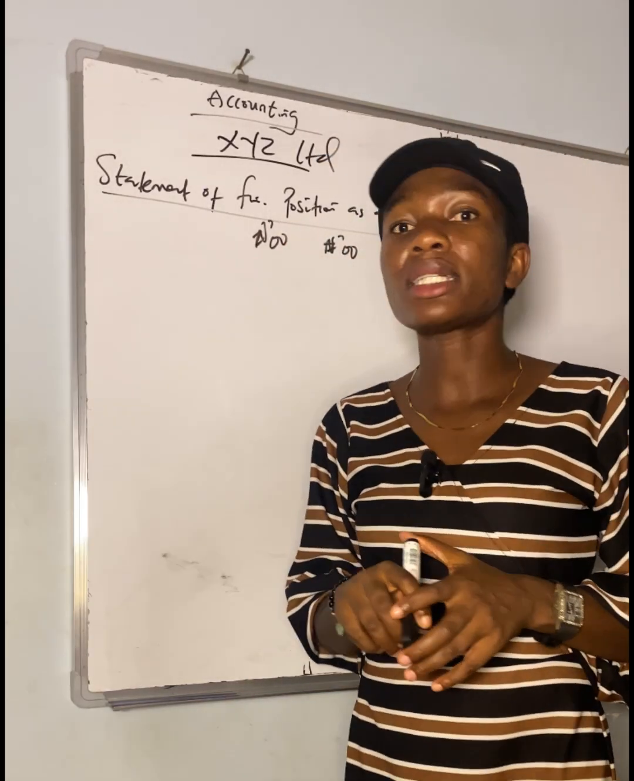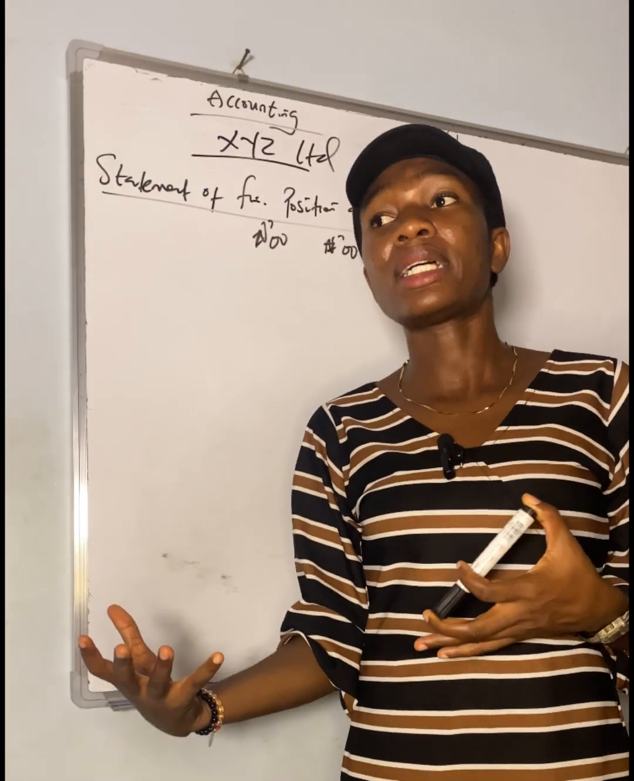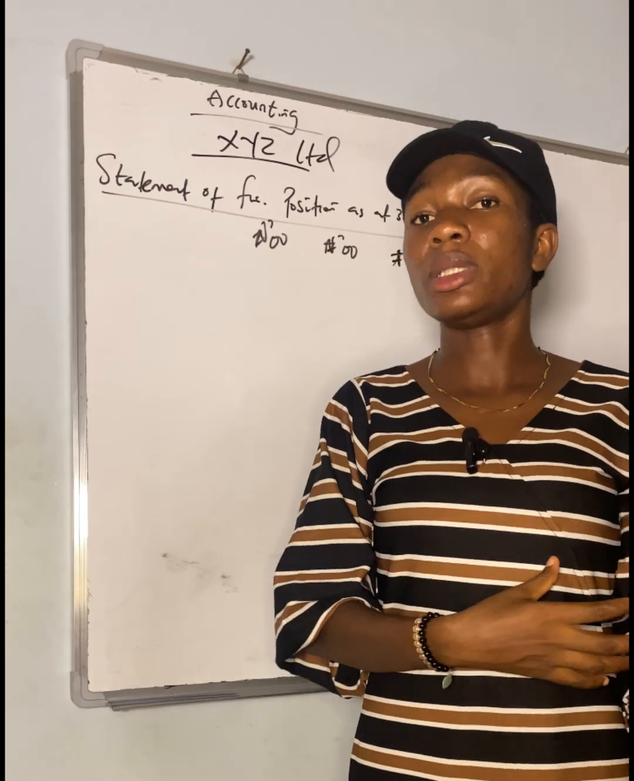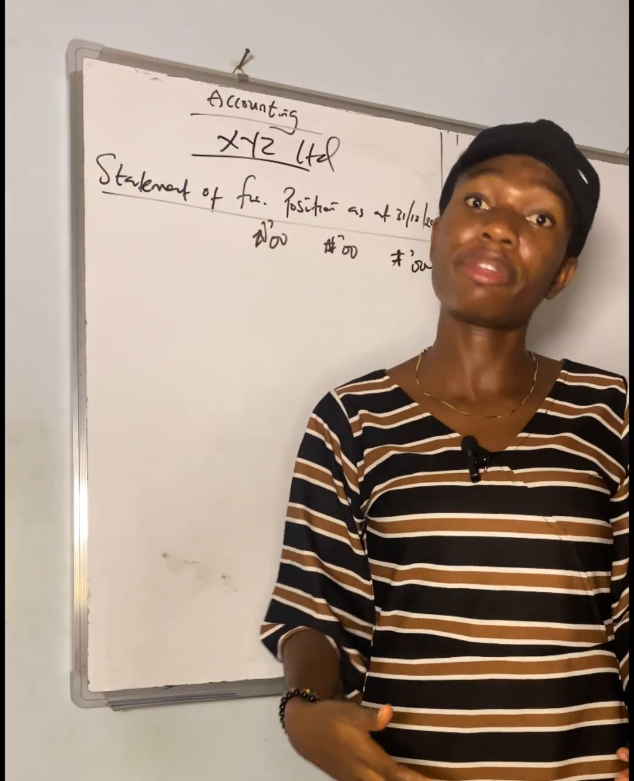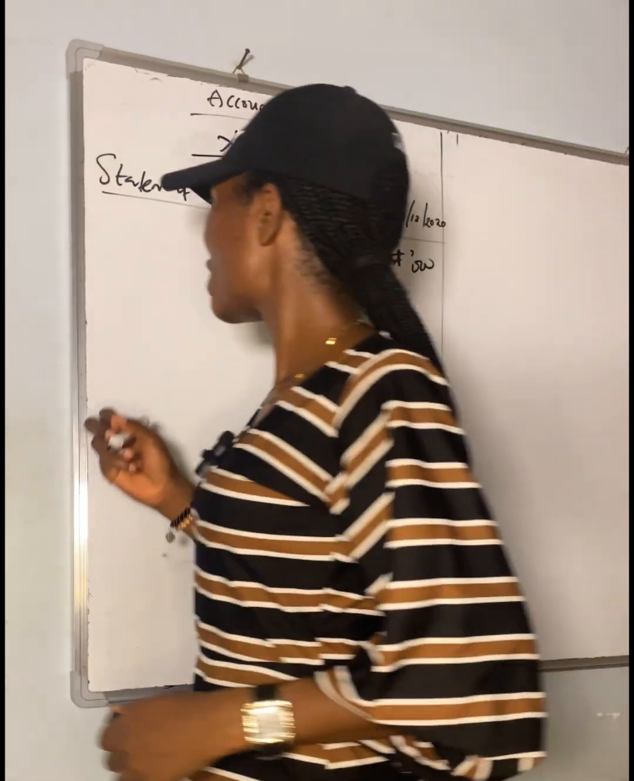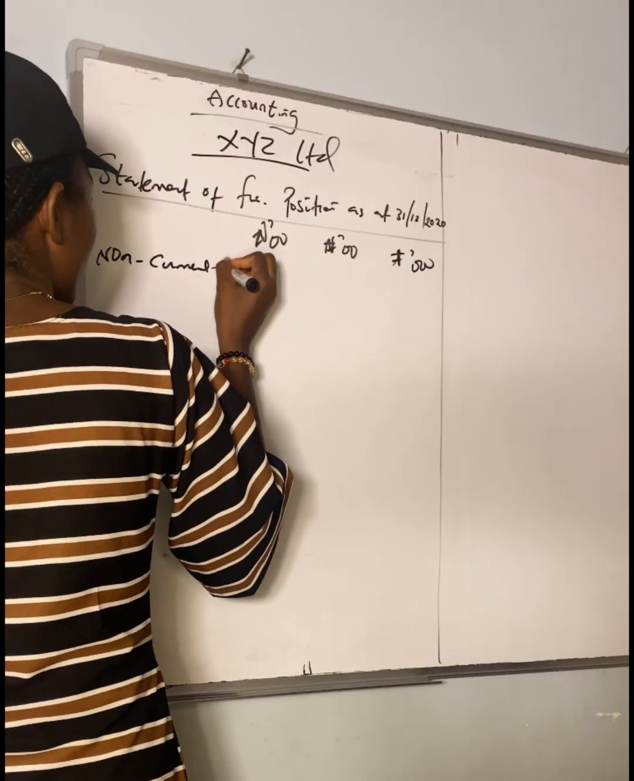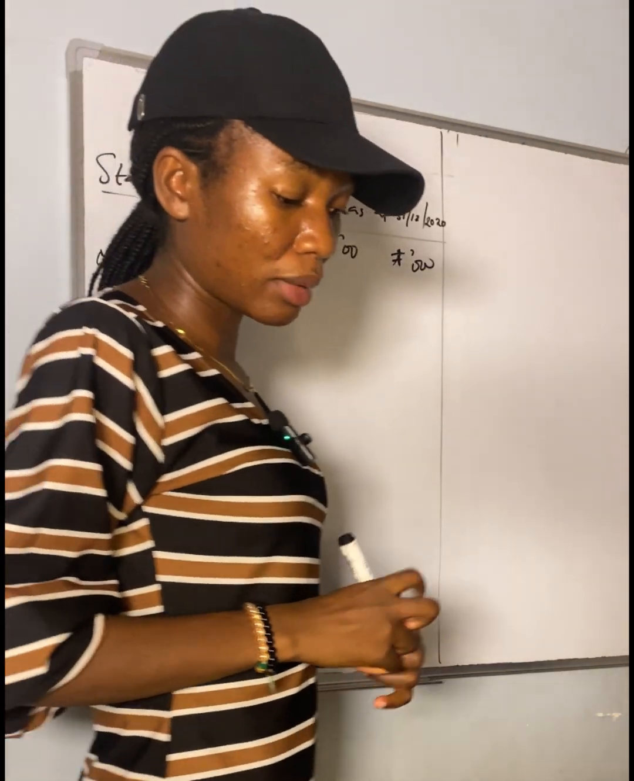Now we're starting with our non-current assets. I'm going to be using the method where I start with my non-current assets, bring in current assets, then less current liabilities to arrive at my working capital. I'll be using that particular format. So we're starting with our non-current assets. We had land and building.